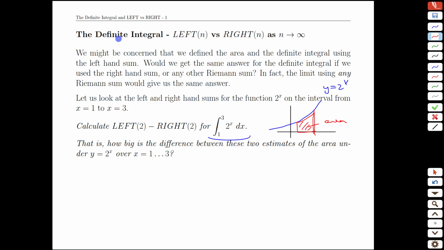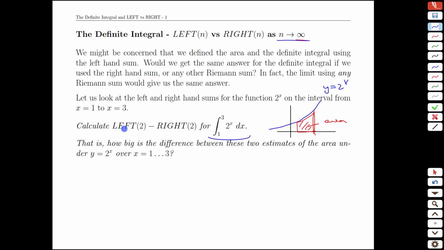When we introduced the definite integral definition, we said it would be the left-hand estimate of that as n went to infinity. But you might think, well, couldn't we use the right instead? And the answer is, of course, yes. The whole point of this video is to recognize that when we use smaller and smaller intervals, it doesn't matter which estimate we use. So we pick one and trust that when the number of intervals gets large, it won't matter which one we use.